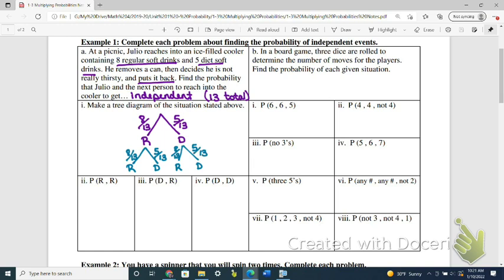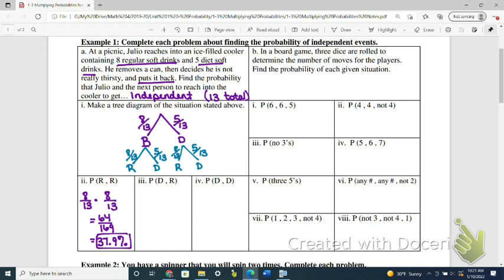So let's look at Roman numeral 2, the probability of pulling a regular and a regular. So the probability of pulling a regular the first time is 8 out of 13. So that's 8 out of 13 times the probability of pulling a regular again, which is 8 out of 13. So we multiply these, we get 64 over 169. Divide them out, multiply by 100, I get 37.9%.